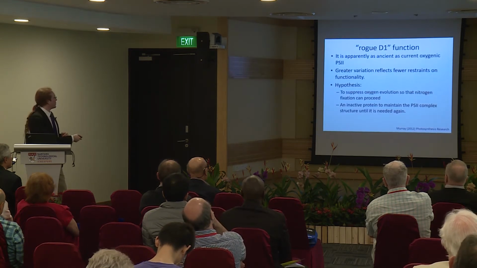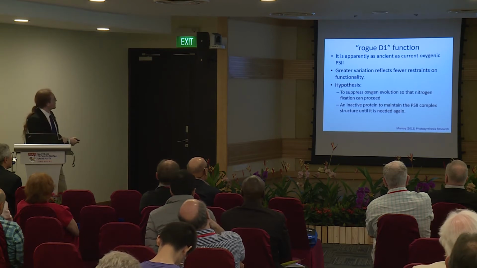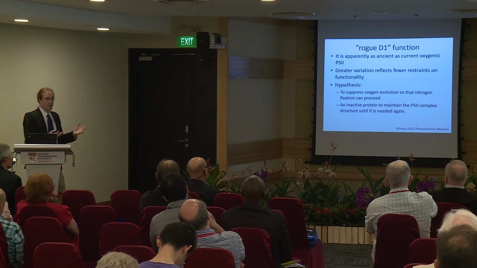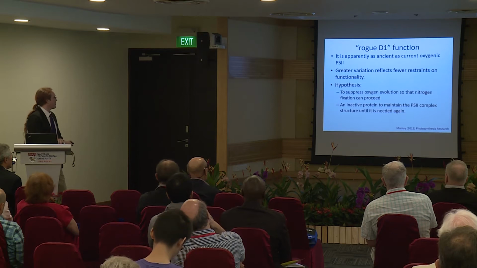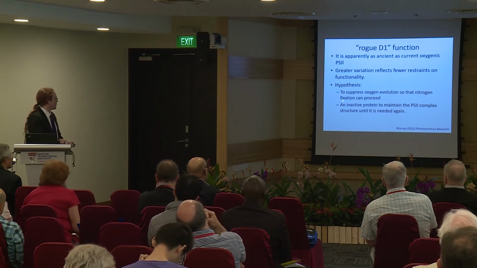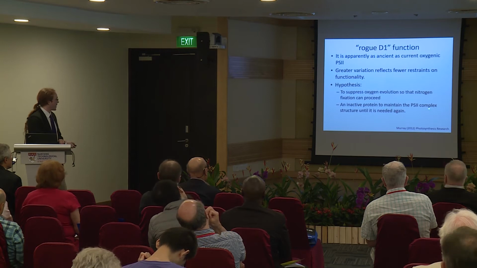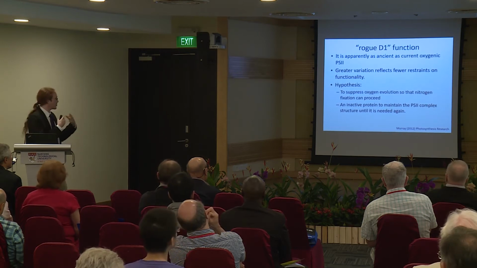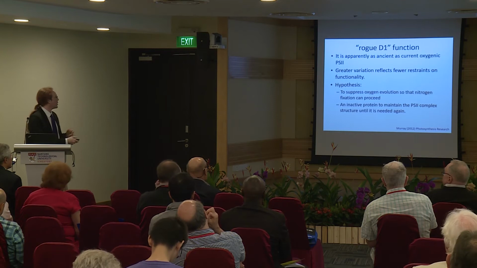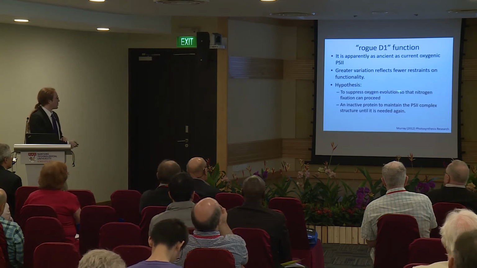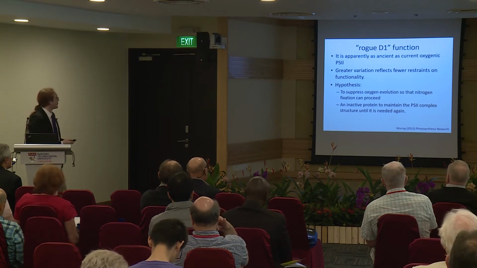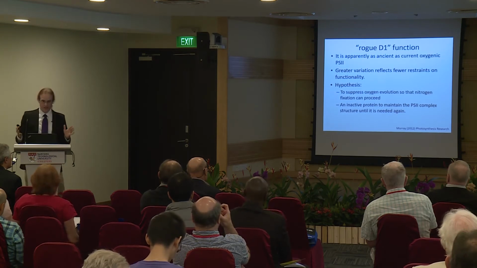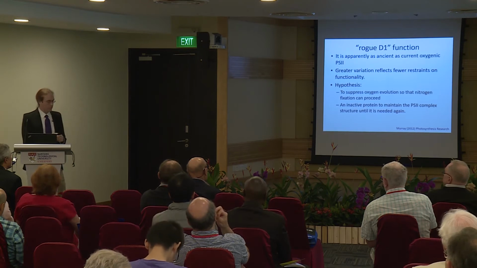So this is a summary of this section: this rogue D1 is apparently as ancient as current oxygenic PS2. It has greater variation, which we assume reflects fewer restraints on functionality. So the hypothesis is that it maintains an inactive PS2 complex structure. So it's a structural D1, but not a functional D1, that suppresses oxygen evolution so that nitrogen fixation can proceed. Okay, so that's that section.